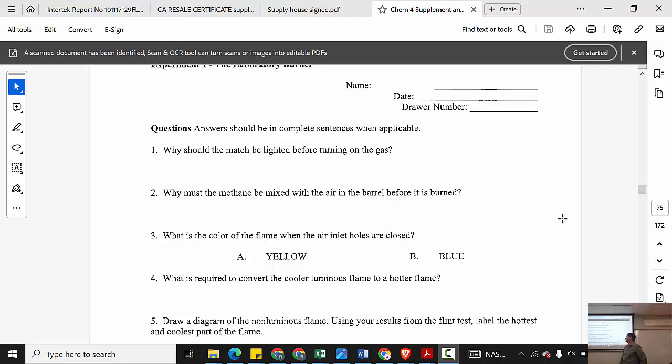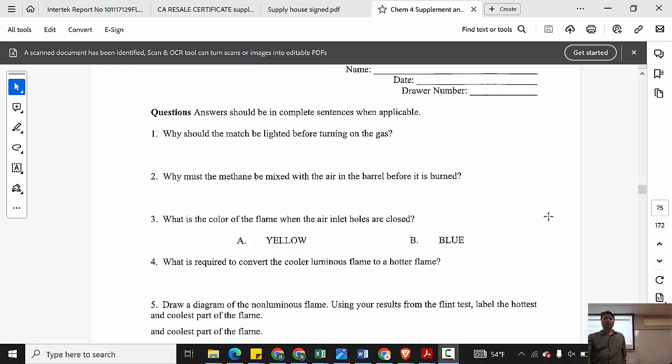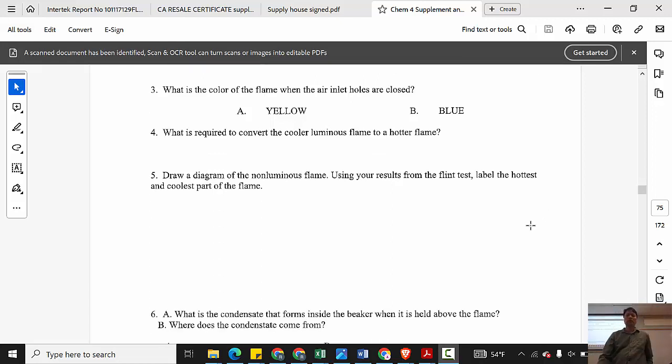What is required to convert the cooler luminous flame to a hotter flame? Go ahead. Or whoever. Oxygen. Air. More air. Good. Okay, draw a diagram of the non-luminous flame. Using your results from the flint test, which is a match test, label the hottest and coolest parts of the flame.